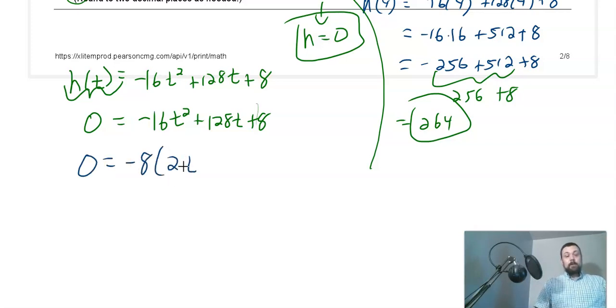That gives me 2t squared minus 16t plus 8. Oh man, I'm making so many mistakes right now. Oh gosh, okay. Maybe I should take a break.